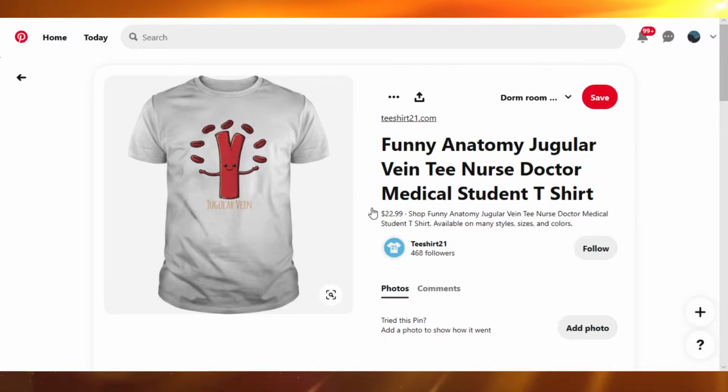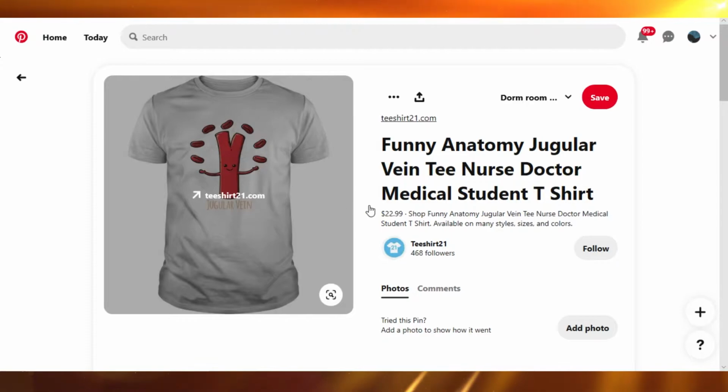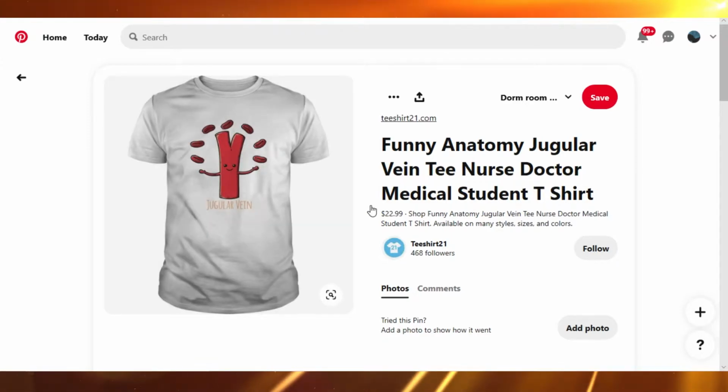It is actually a jugular vein. It's so cute. It's juggling red blood cells. It's actually a vein that's in our neck, and it carries blood from our face and head. Yeah. So as I was saying, this shirt right here. This is very cool. So I'm targeting right now medical students.